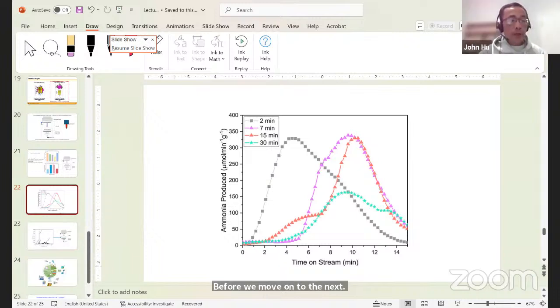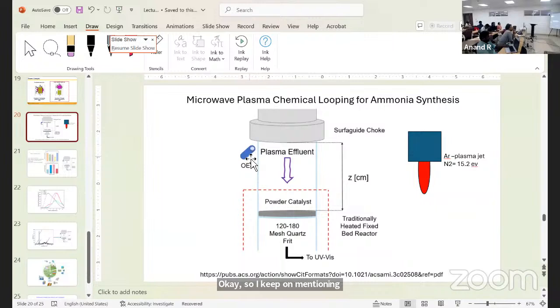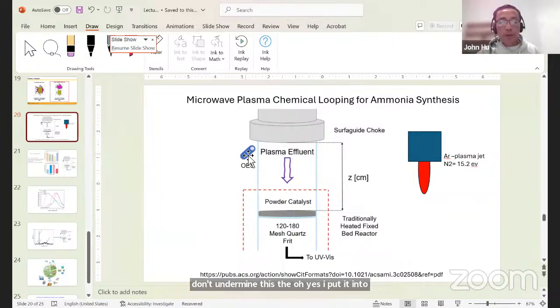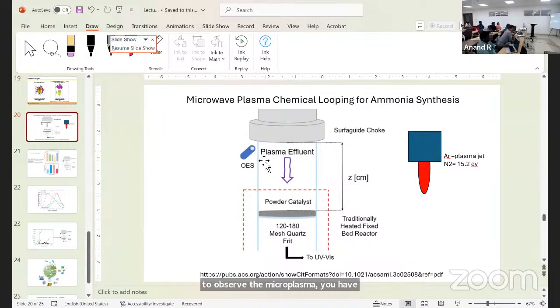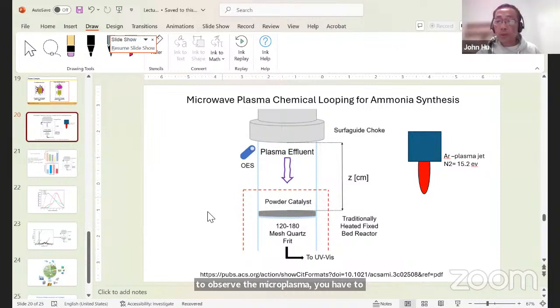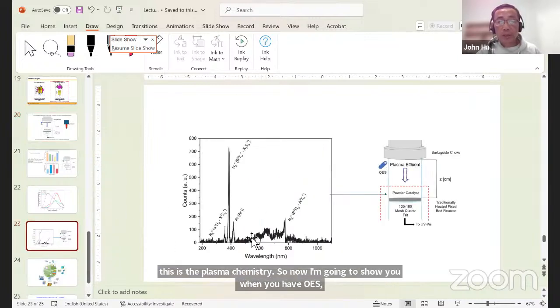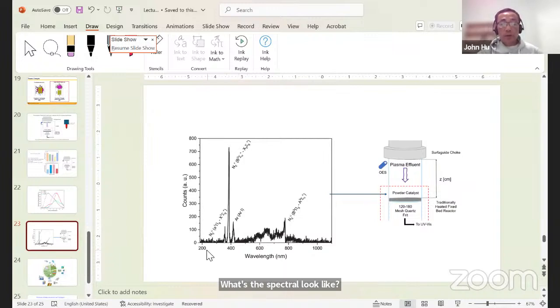Okay, so I keep mentioning, don't undermine the OES. I put it in here. OES is a very powerful tool to observe the microwave plasma. You have to make sure this is the plasma chemistry. So now I'm going to show you what the spectrum looks like when you have OES. So this is the OES spectrum. There are so many peaks in there.